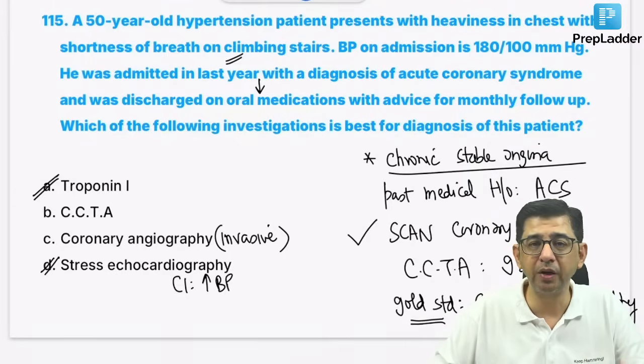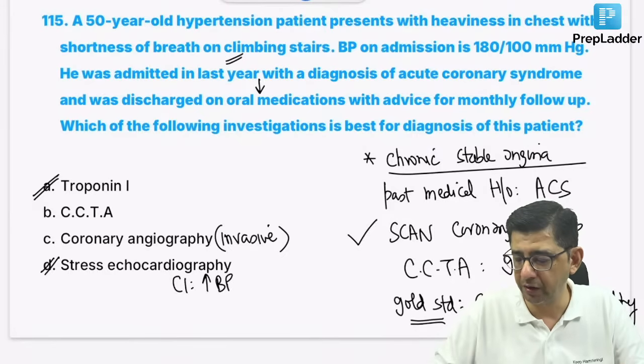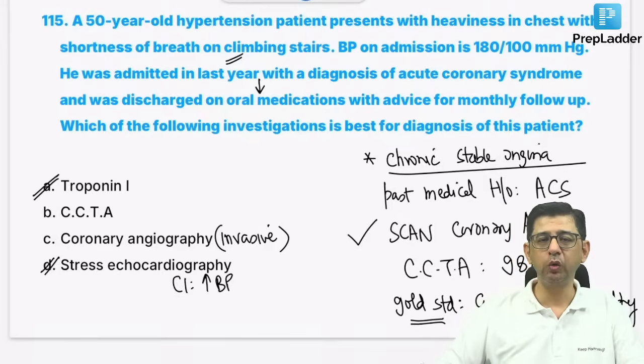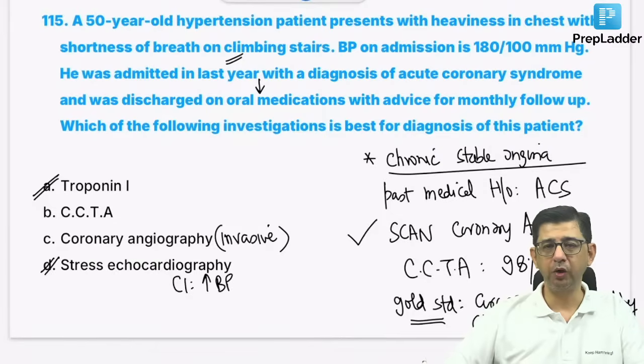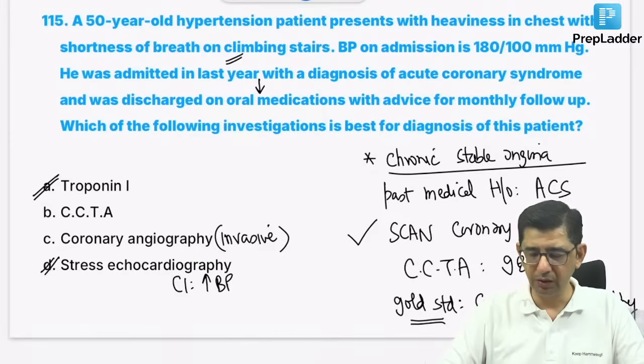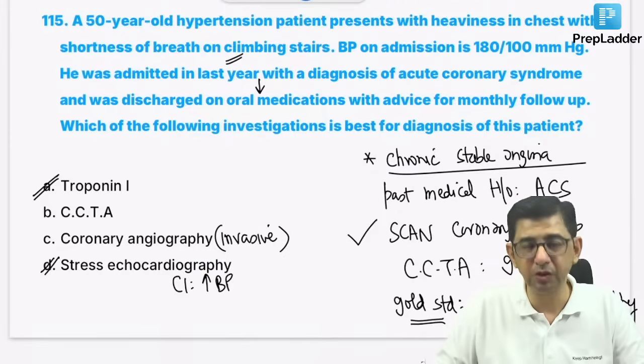CCT is coronary CT angiography. Yes, if not elevated BP, I would have done a stress echocardiography in this patient first, and then subsequently we can take a call on whether we want to put him on medical therapy or we want to evaluate this guy further by scanning the coronary arteries of this patient with the CCT only. So the answer in this case would be given as option number B.